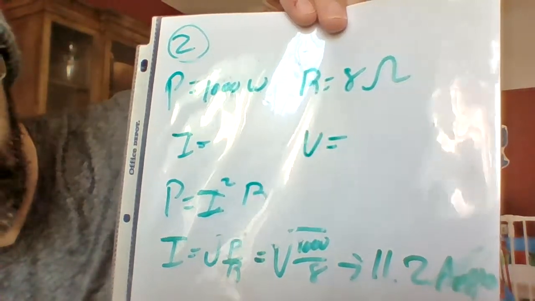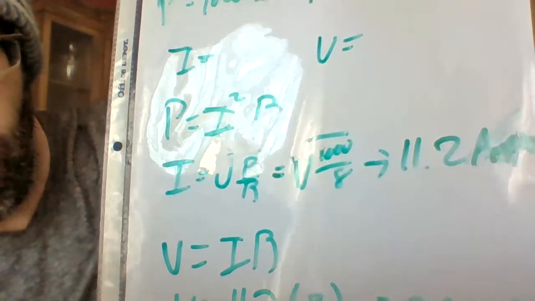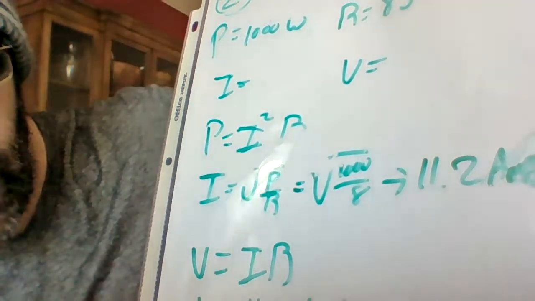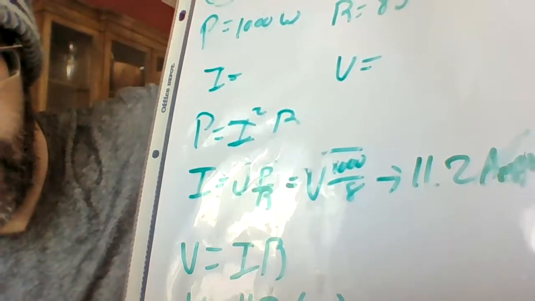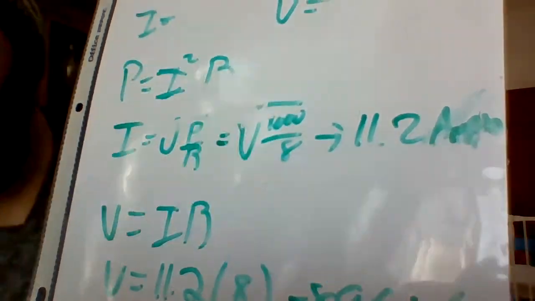That would be the voltage. Or sorry, that's the current. And then we can use Ohm's law, V equals IR. We know I, we know R. We're looking for the potential difference, which is voltage. We get 11.2 times 8, or 89.6 volts. So that's question one and two.